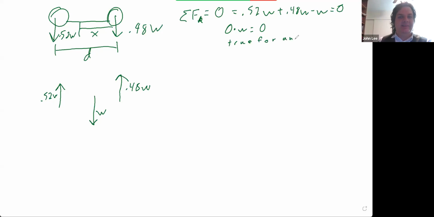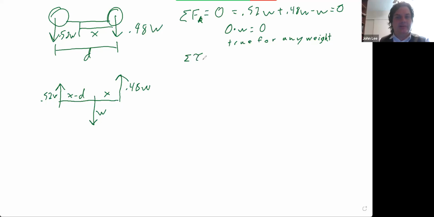So this is just a sanity check, basically, that we divvied up our weight evenly, and that the weight pushing up, the normal force pushing up, is equal to the weight of the car pulling down. So how about the torque?